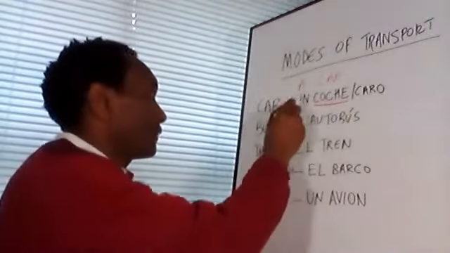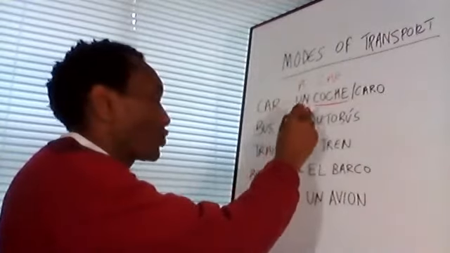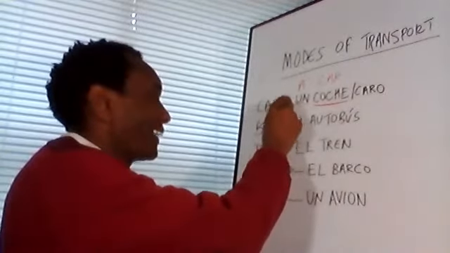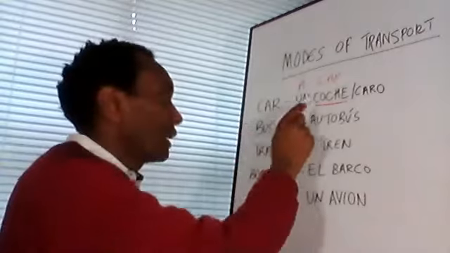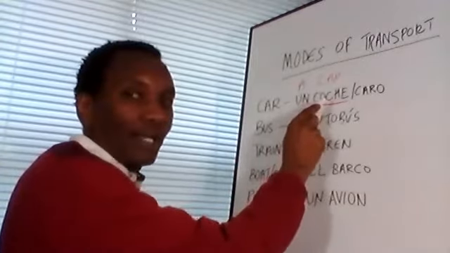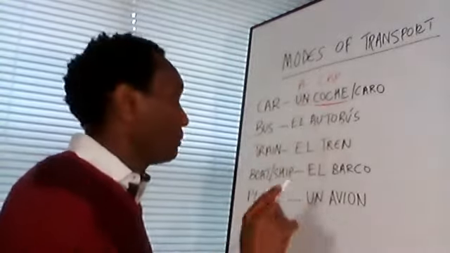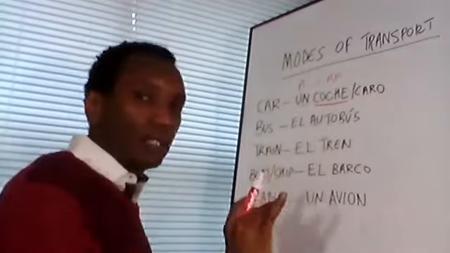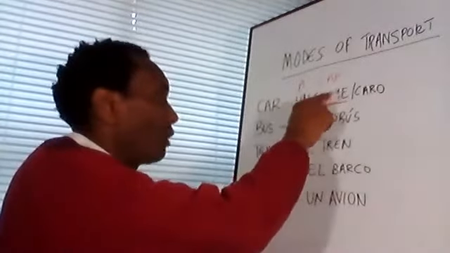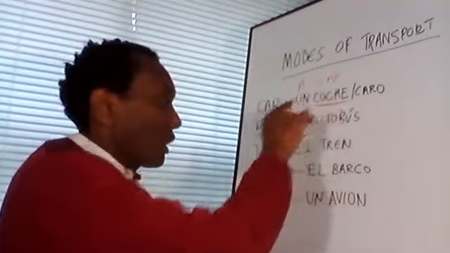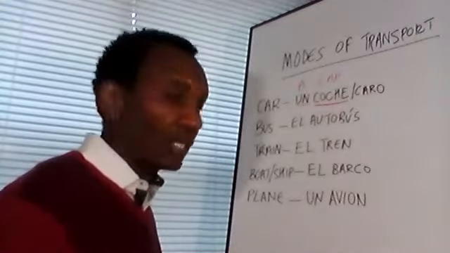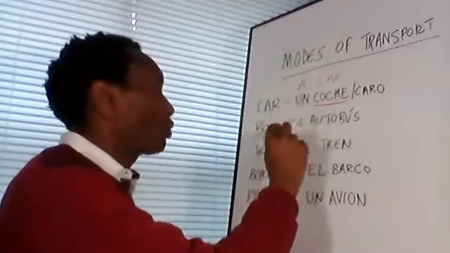Now, if it was una, U-N-A, it would mean that coche or car is feminine. But when you see UN, just know whatever noun is described there, it's masculine. So a car is called un coche.